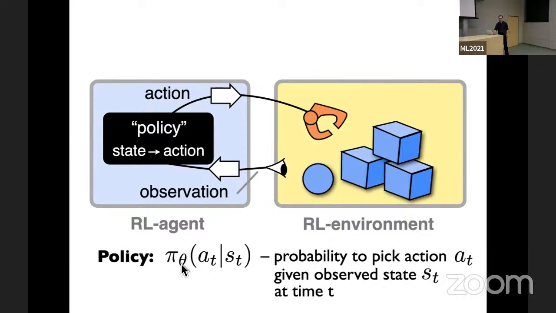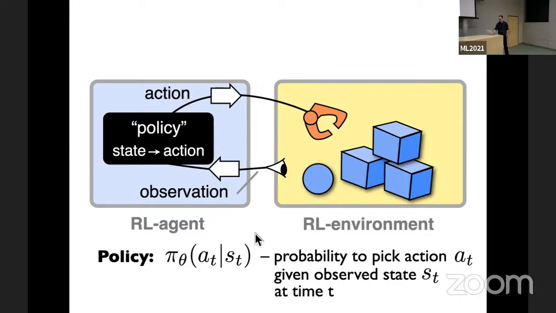The idea here is, of course, that you will be changing the policy during training to optimize your goal, and you do this by changing the parameters. And in the case of a policy being implemented by a neural network, and we will come to that today, these parameters would be the weights and biases of the neural network.